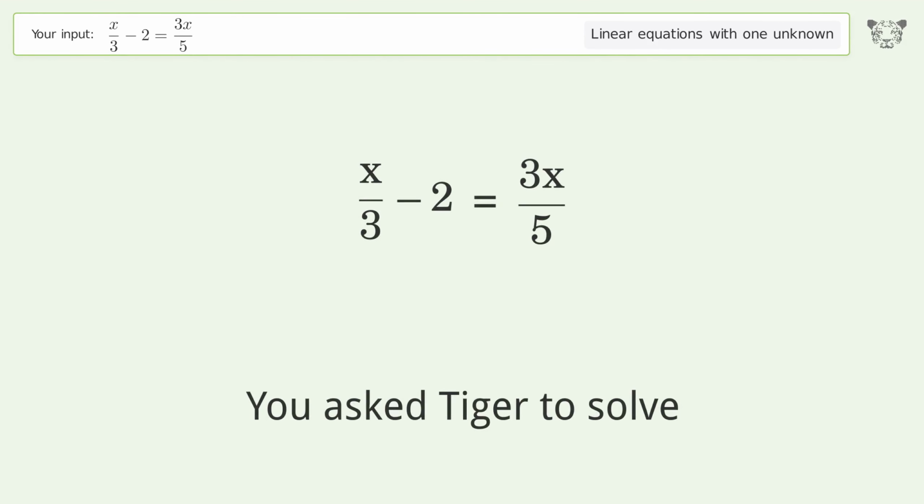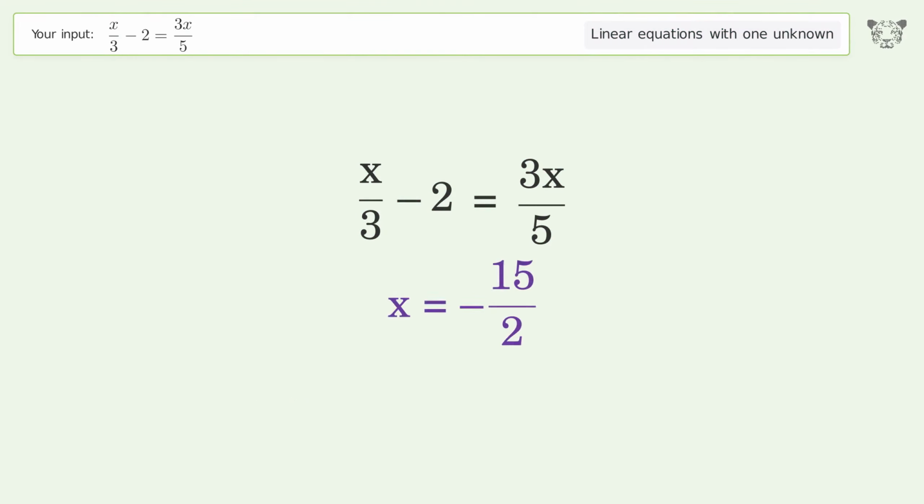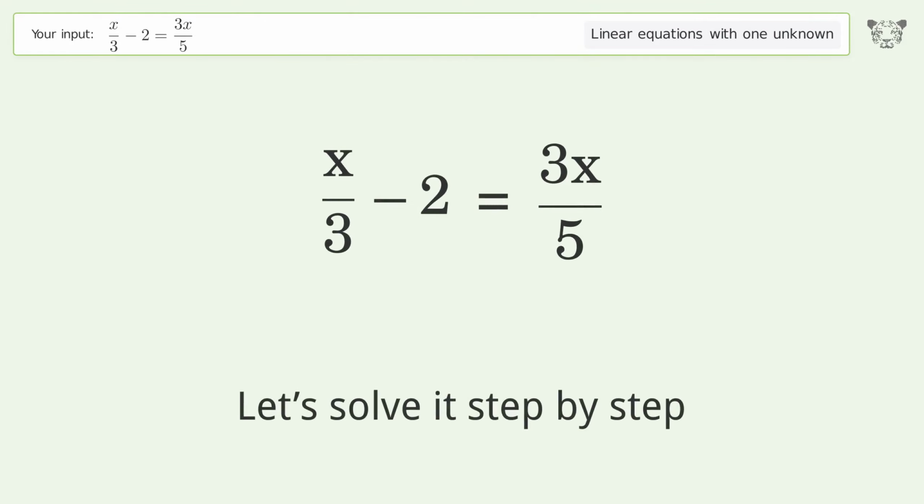You ask Tiger to solve this. This deals with linear equations with one unknown. The final result is x equals -15/2. Let's solve it step by step.